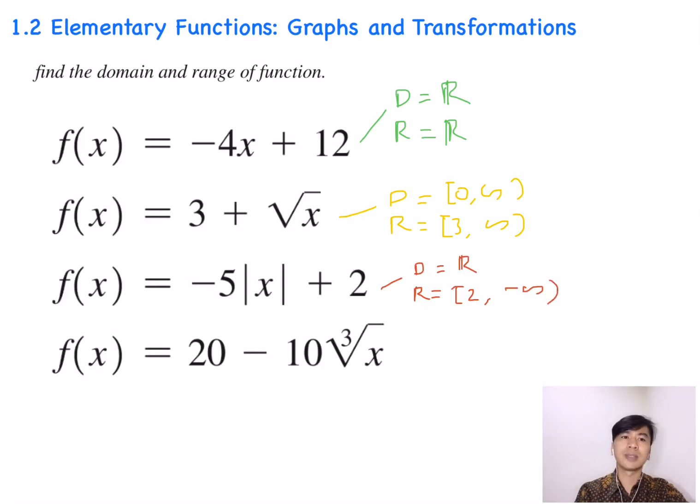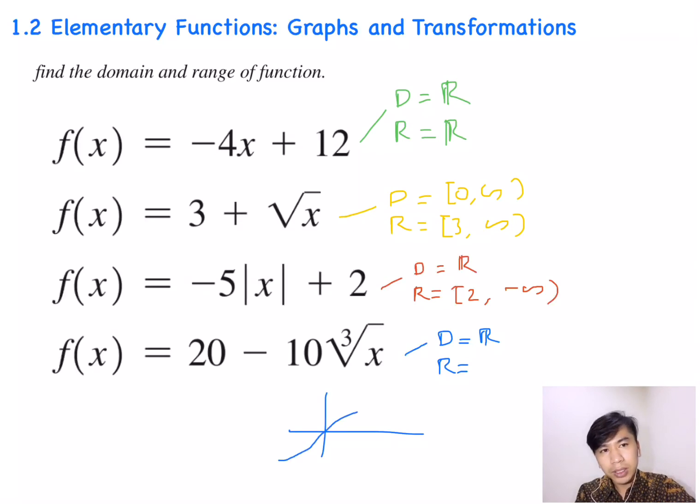Let's take a look at the last one. For the last one, this is a cube root function. The domain will be real numbers. What about the range? I'll just put up the graph. This is the cube root of x, so the range is real numbers also. Okay, so that's from me.